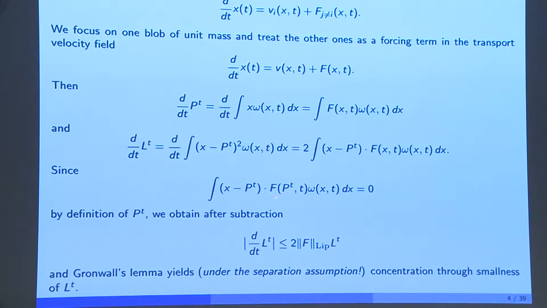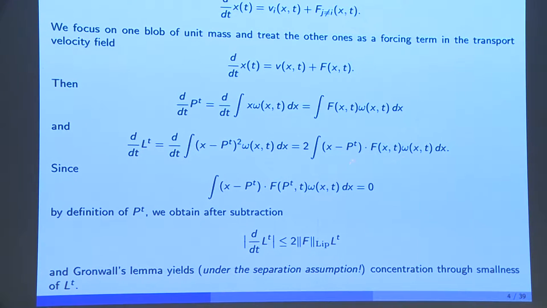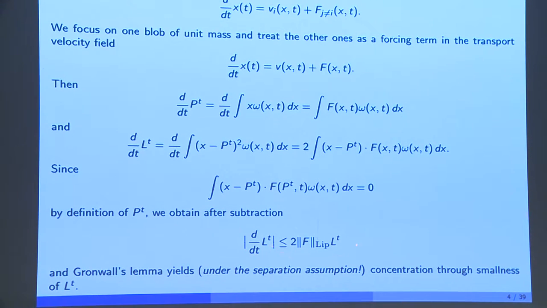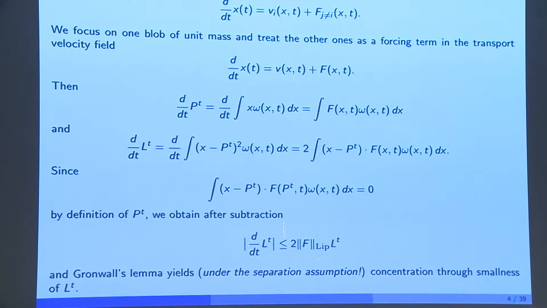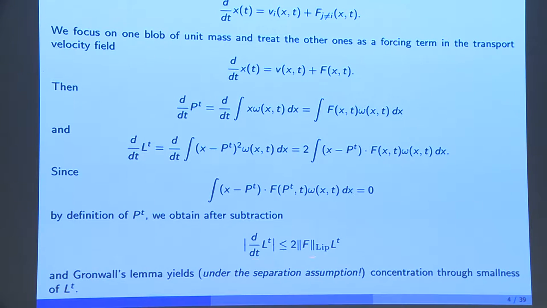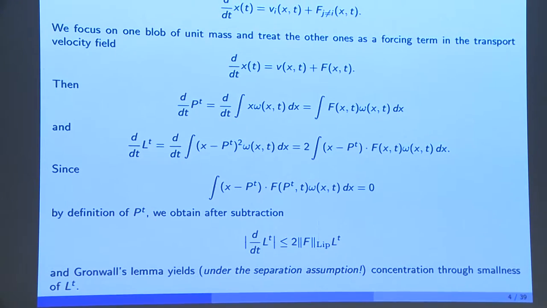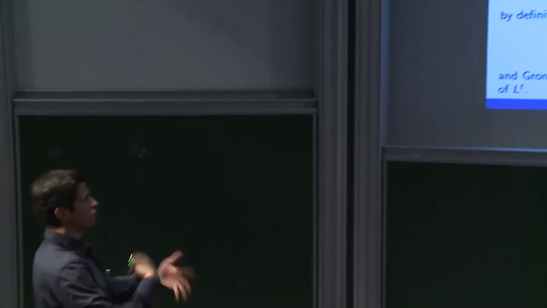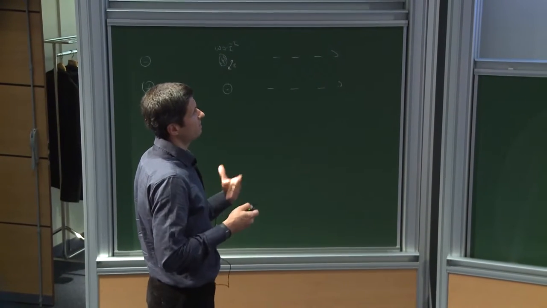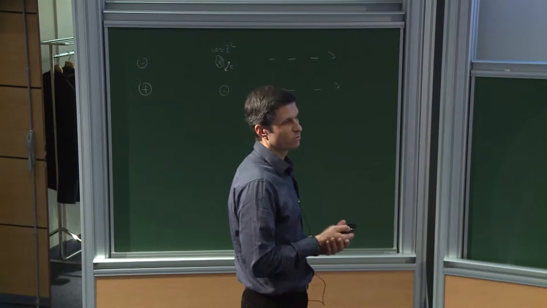You have F at x and F at the center of mass. So since F is Lipschitz, you can bound the distance by x minus pt. And then you get x minus pt squared times omega, which is Lt. So the angular momentum under such kind of flows is a good candidate for a Gronwall inequality. So if it was epsilon square initially, it remains of size of order epsilon square for times of order one. But of course, there was an a priori assumption, the fact that there is no interaction between the two, and so you need to bootstrap and to be able to say that if they are initially at finite distance, then at least for an order one time, that will remain the case.